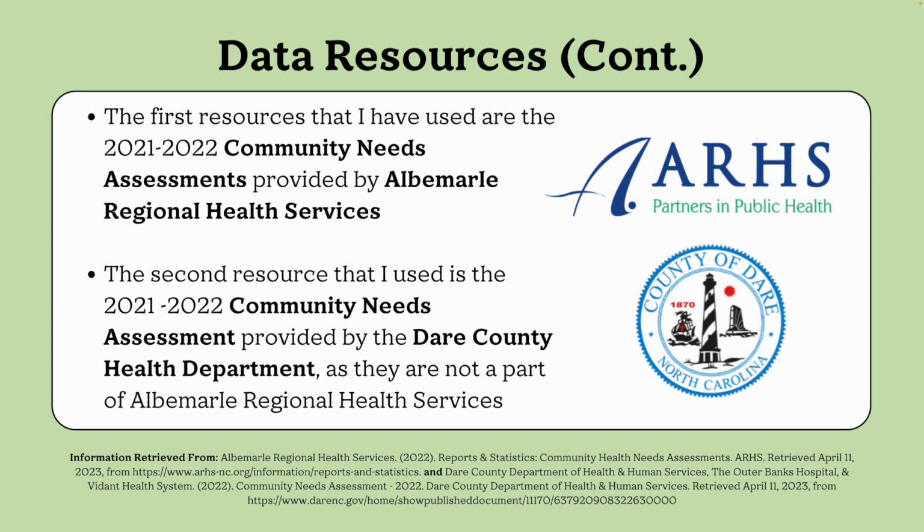So continuing with the data resources, the first one that I used are the 2021 and 2022 community needs assessments provided by Albemarle Regional Health Services. Now, this community needs assessment provides information pertaining to every single county that I have researched, with the exception of Dare. They are not a part of Albemarle Regional Health Services, so I did need to go out and find a second resource, which was the 2021-2022 community needs assessment for Dare County, and it's provided by their health department.